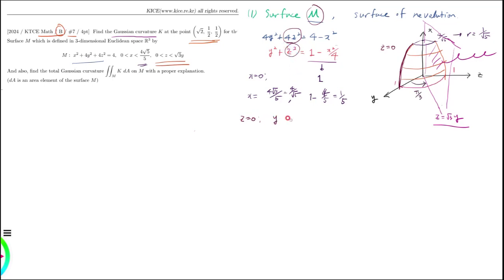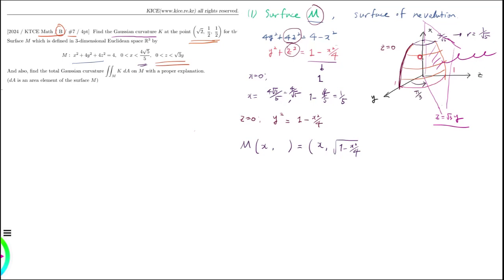What we have is y squared equals 1 minus x squared over 4. So the surface capital M can be parameterized as the x, y coordinate will be the square root of this one.